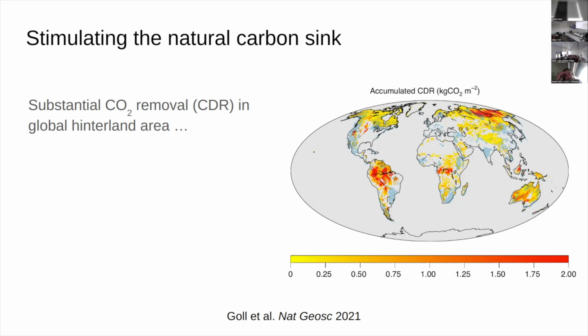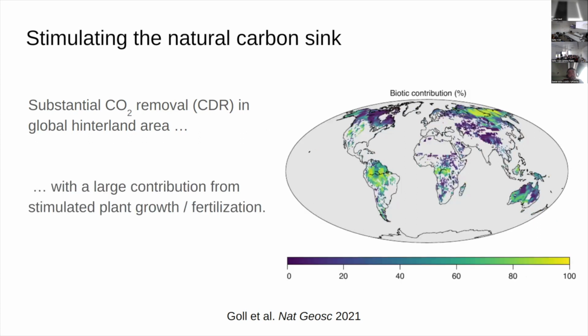And you can see there's very heterogeneous uptake rates globally, but we see some hotspots in the Amazon basin and also in Siberia, where we have quite large CDR removals, quite higher CO2 removals. And we also looked to what extent this removal was contributed by the reaction of forests to the addition of phosphorus. And this is shown here.